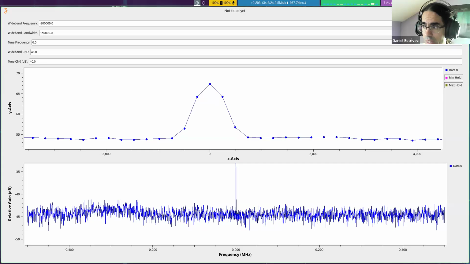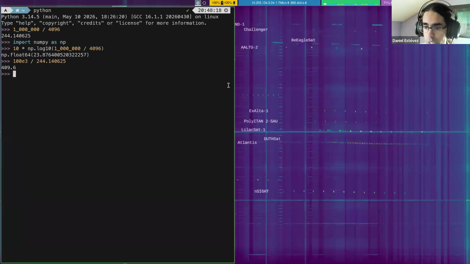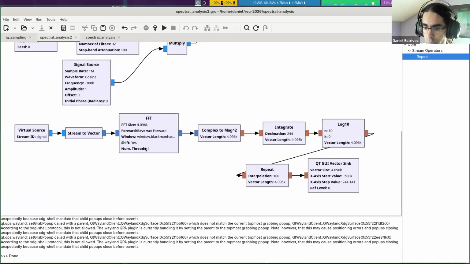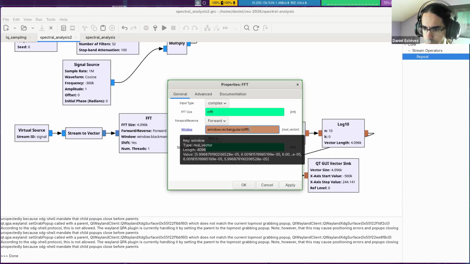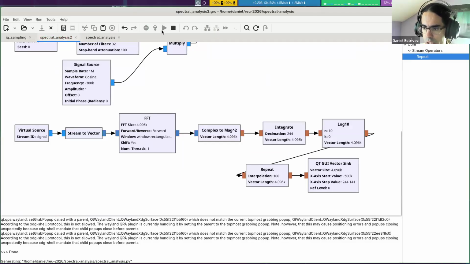So that is the reason why there's a window, and there are many windows that people can choose from, depending on what they are after. So the most basic window is a rectangular window. The window is, by the way, a vector of 4096 numbers. It's nothing magical. So the rectangular window is a vector of all ones, or in this case, it has been scaled by dividing it by whatever number to preserve power.